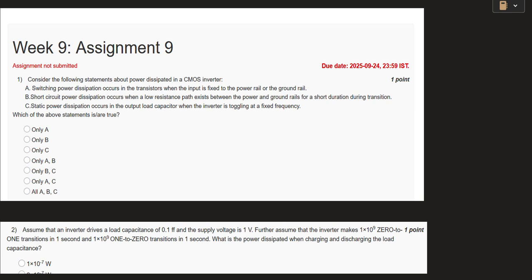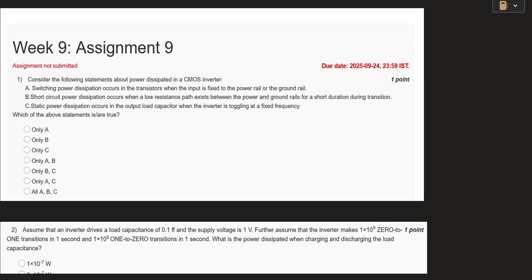Hi guys, so let's get started with the week 9 assignment of the VLSI Design Flow RTL to GDS NPTEL course. In this week, sir has mostly discussed power analysis and the various methodologies through which these can be detected.